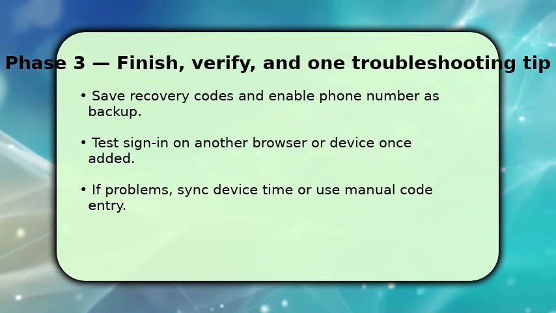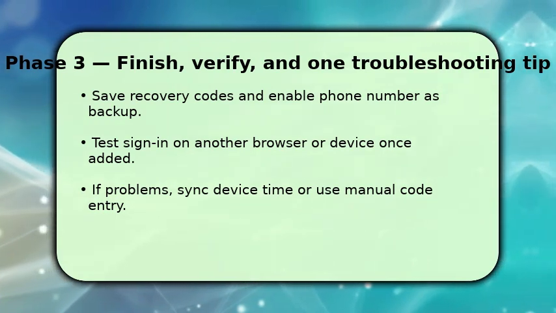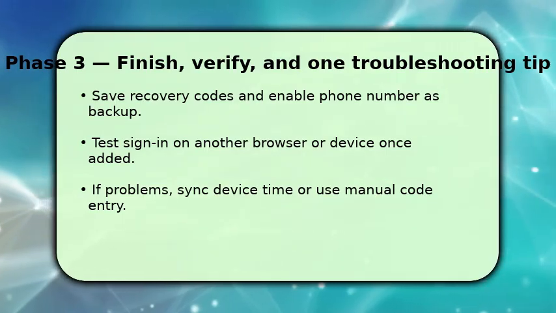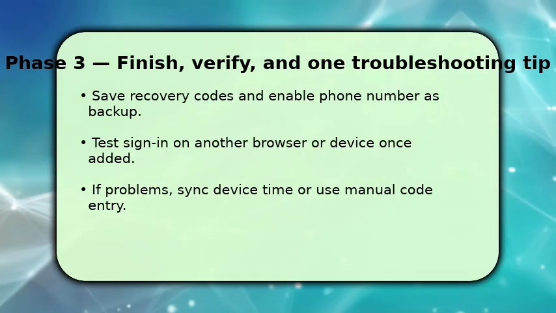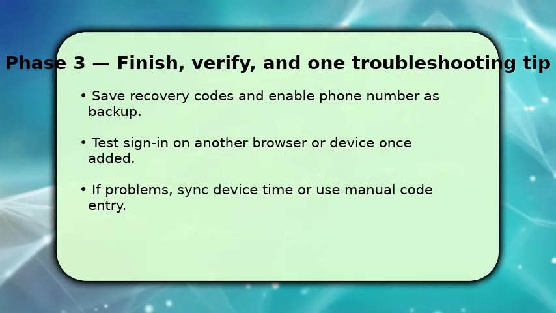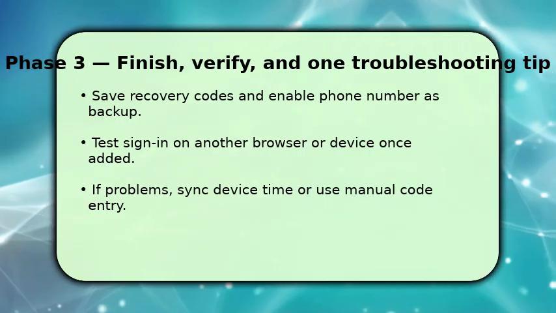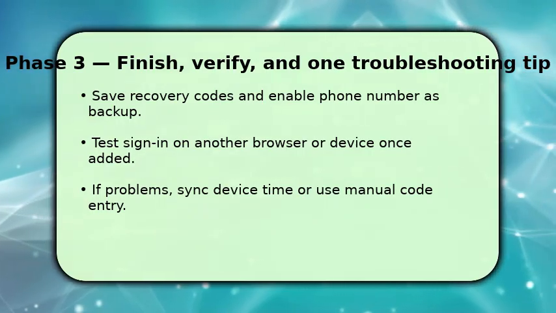This prevents lockout. Make sure to test sign-in on another browser to confirm the Authenticator prompt appears. If the app doesn't generate valid codes, check that your phone's time is set to automatic and resync the account in the app. If scanning failed, remove and re-add using the manual key.